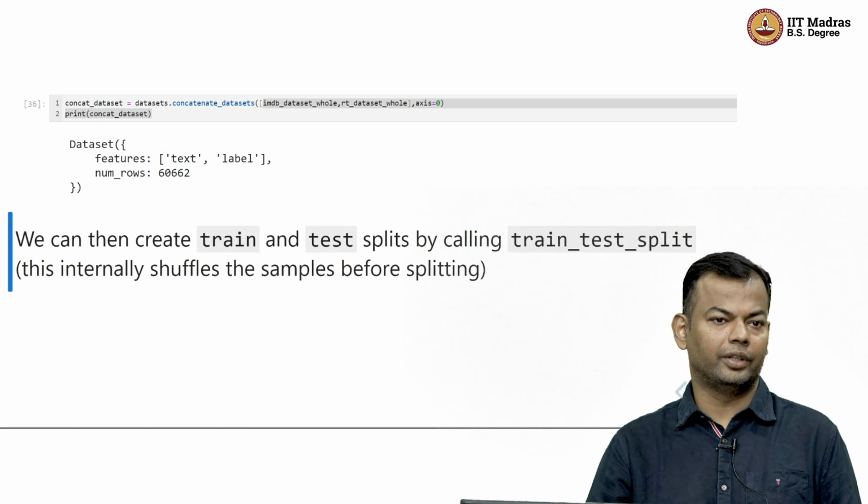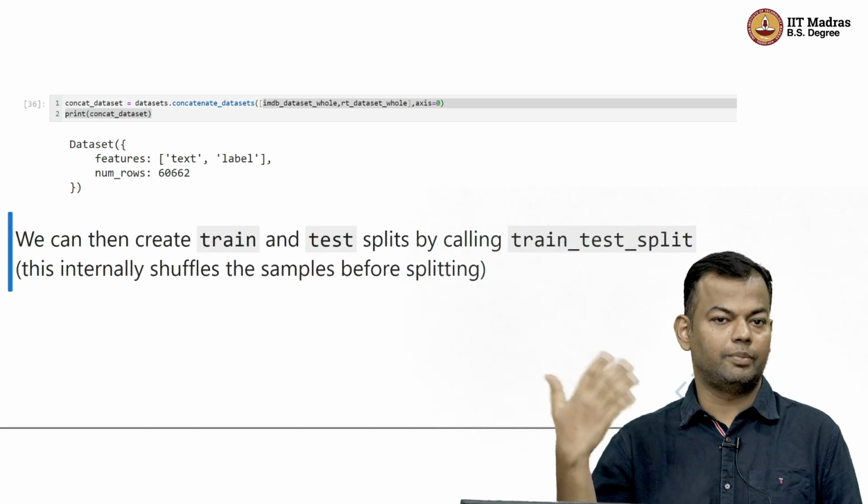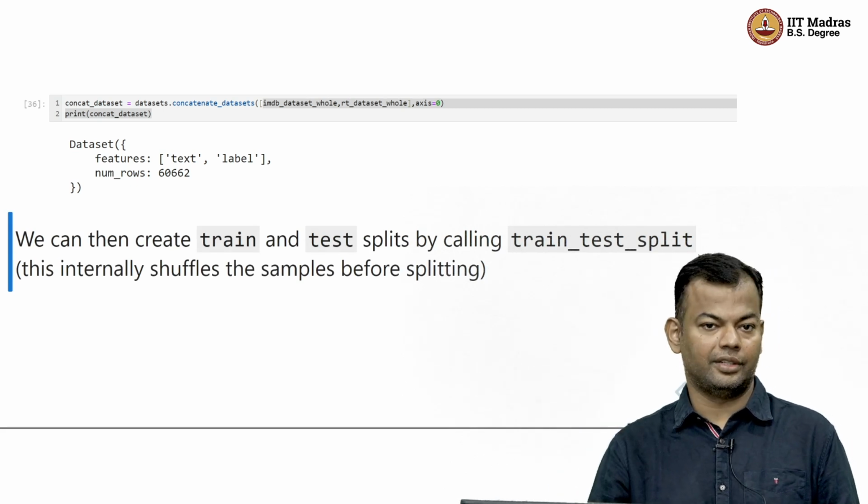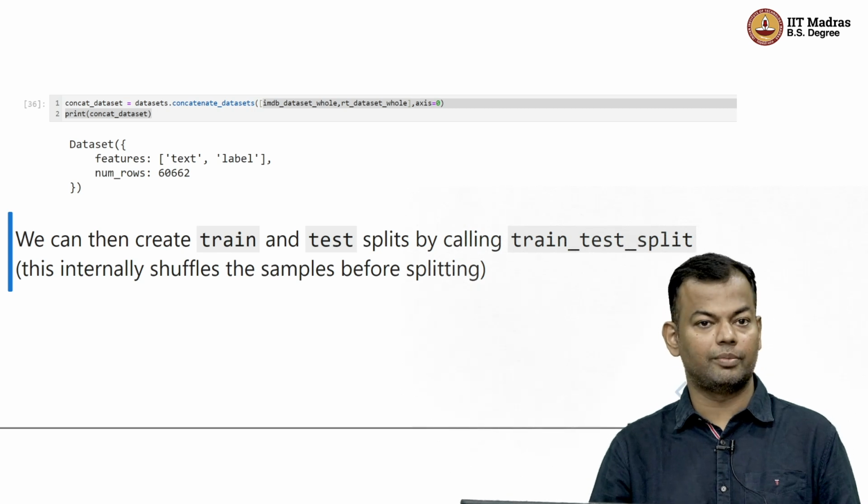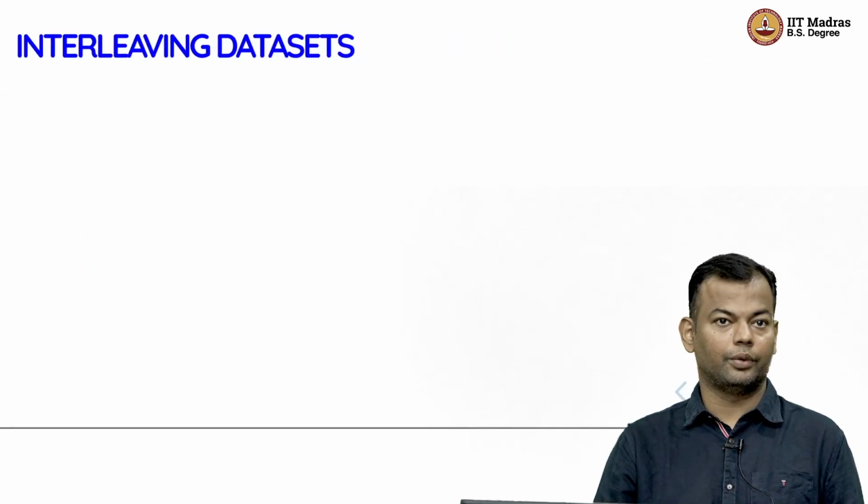Now we could do further things on this. We can create train test splits using the combined dataset, right? And it internally shuffles the samples before splitting. So we can do that now, right?